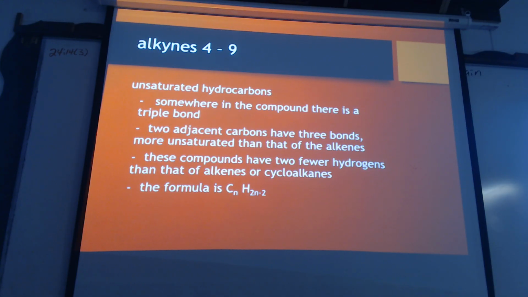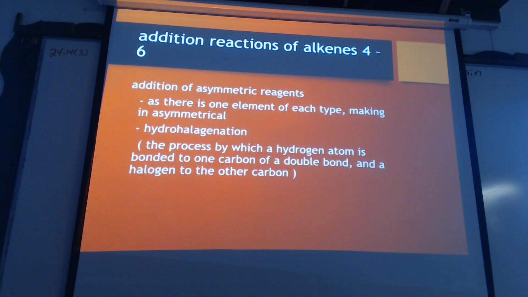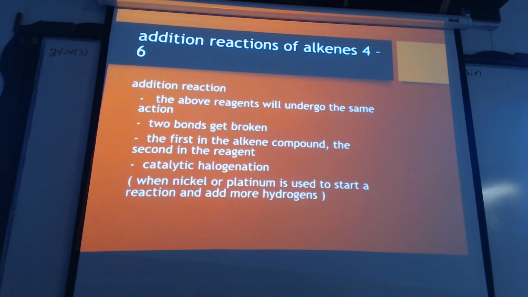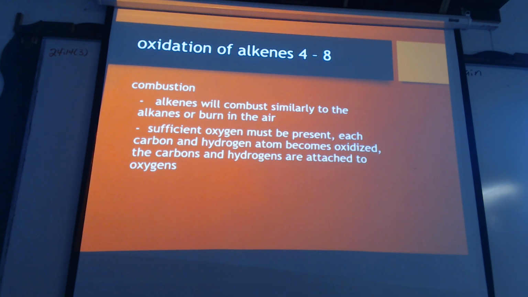Yeah, we haven't done combustion yet. Oh, wait, there might be a gap there. There should be an oxidation of alkenes. Okay, yeah, that's where we start.